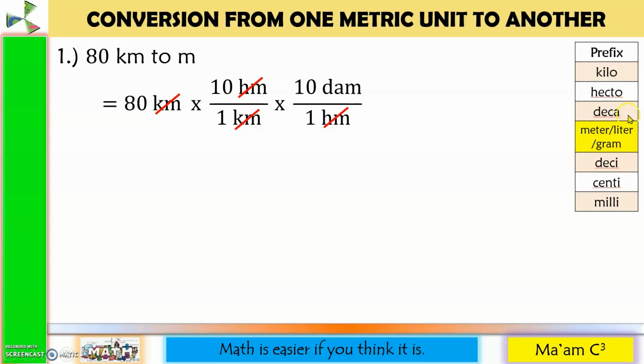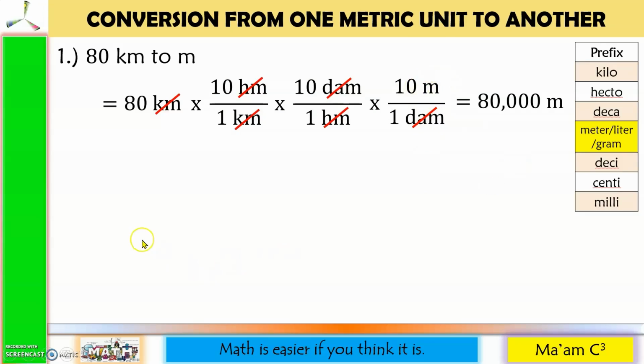Next, 1 decameter is 10 meters. So we have 10 meters over 1 decameter. So we can now cancel decameter. So 80 times 10 times 10 times 10. I'll teach you a technique. 8 times 1 is 8, times 1 is 8, times 1 is 8. So we have 8. And then count the number of zeros. 1, 2, 3, 4. 4 zeros. For the unit, the remaining unit is meters. Therefore, 80 kilometers is equal to 80,000 meters.